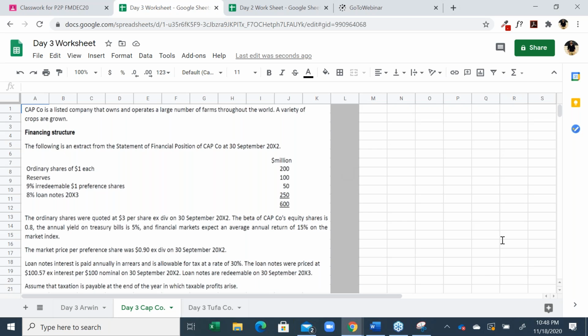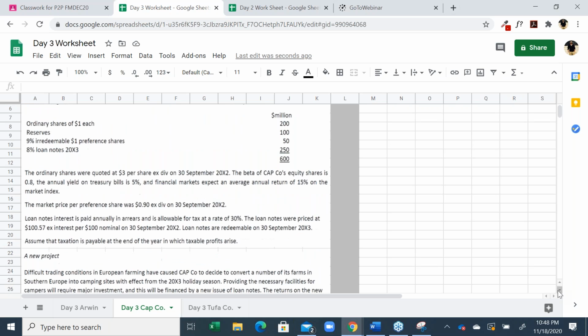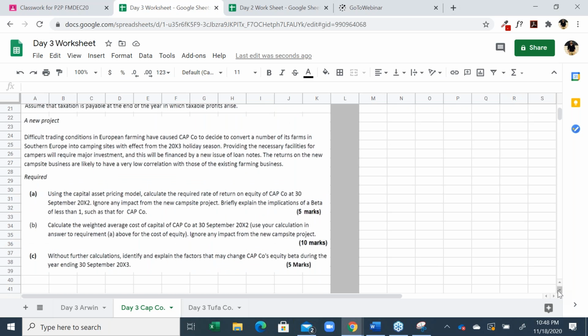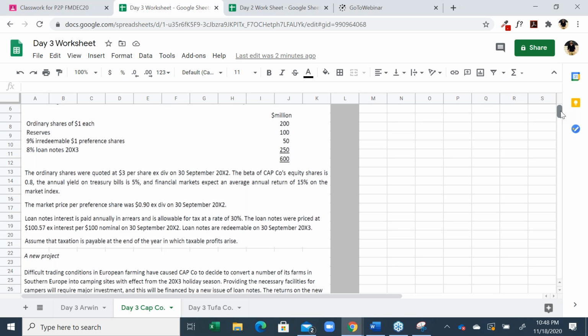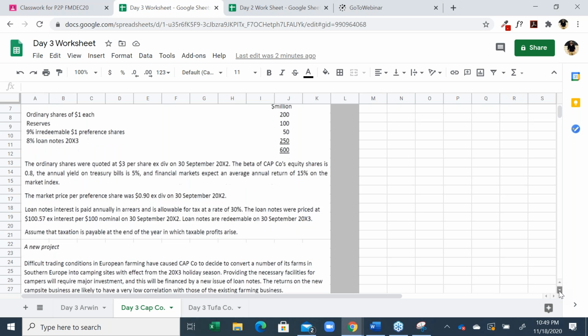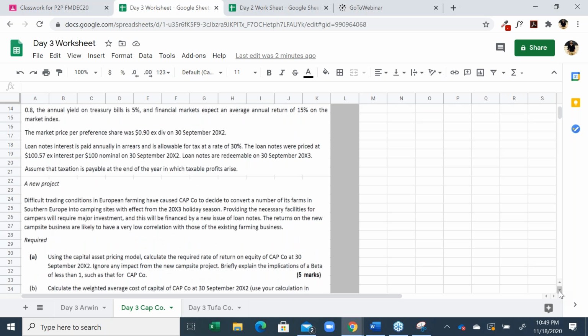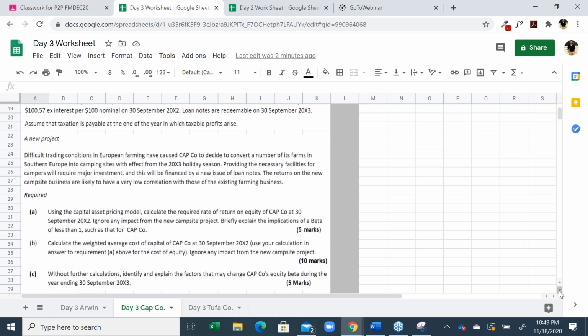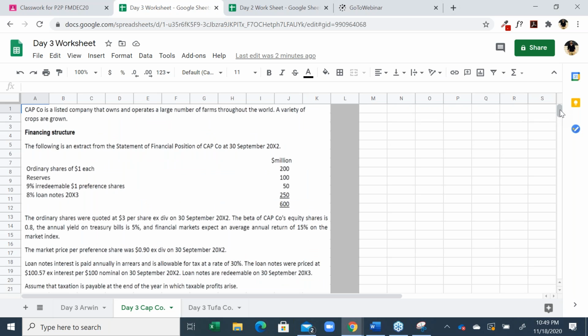So we have a comprehensive question, with the name of Cap Company, but before I solve it, I will give you 10 minutes to solve this question, and then I'll solve both part A and part B for all of you. So just take a screenshot in case you don't have these handouts, though these worksheets are there in the Google Classroom. So you may download it from there.